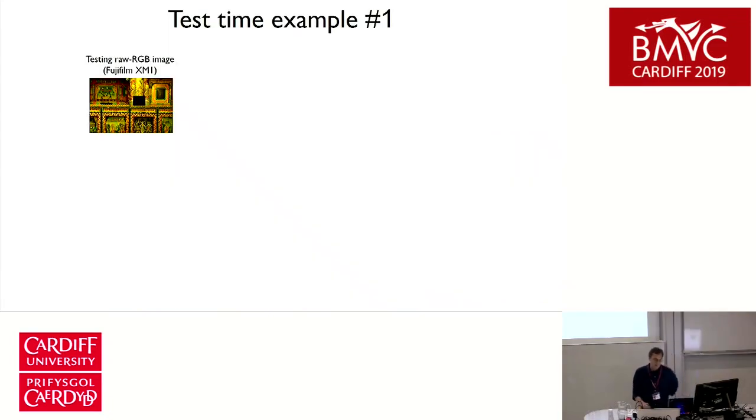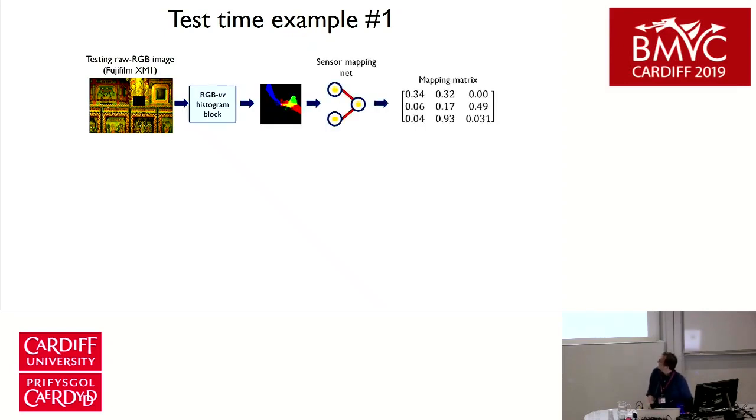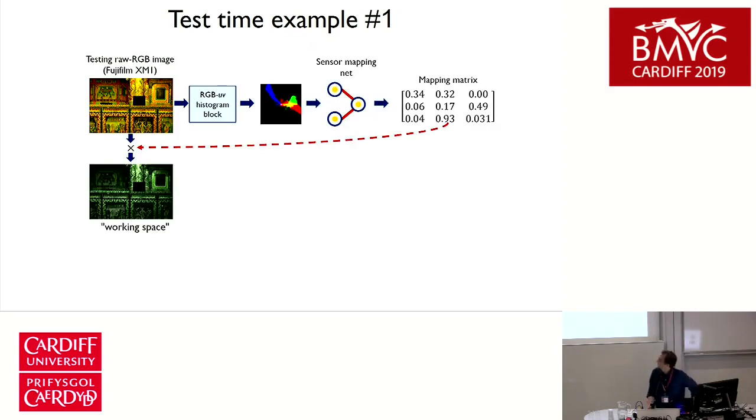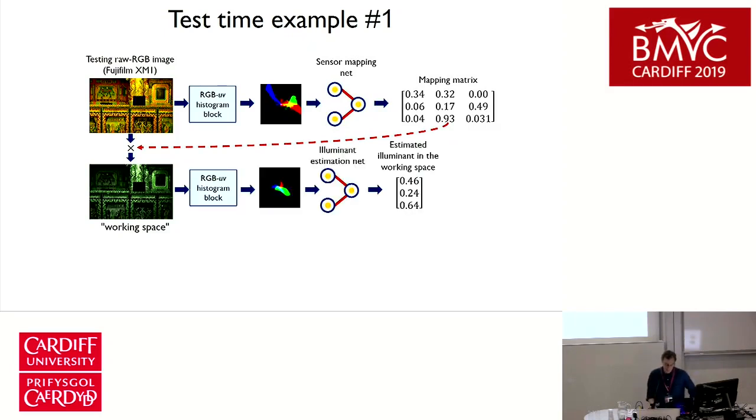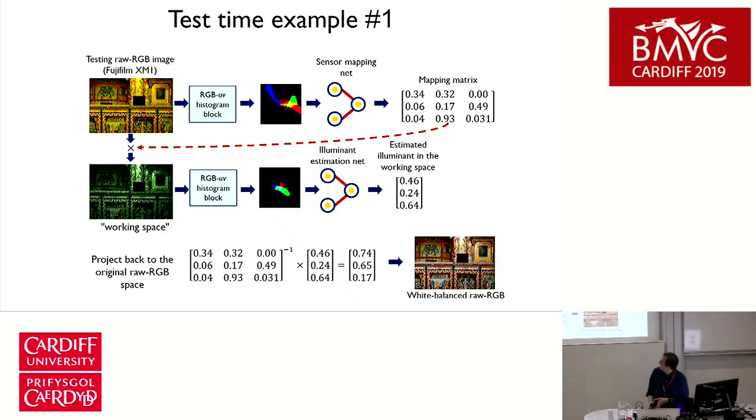So I'm just going to run you through how this would work at test time. The interesting thing is it's not just sensor dependent or sensor independent, but this mapping isn't just based on the sensor, it's actually based on the image as well. So if you give me an image from some sensor, some camera, I'm going to extract this RGB histogram. I'm going to run it through my network, and it's going to predict a matrix. I'm going to take this matrix and apply it against my image. Now I'm in my working space. I again extract this histogram, and then I estimate the illumination.